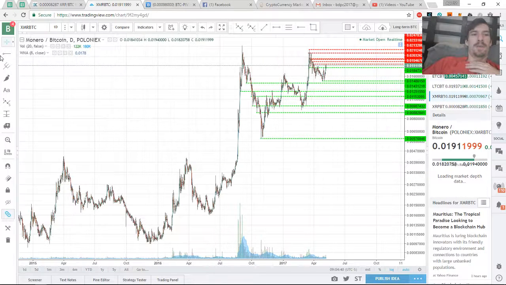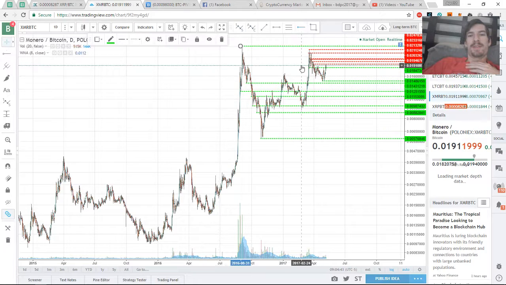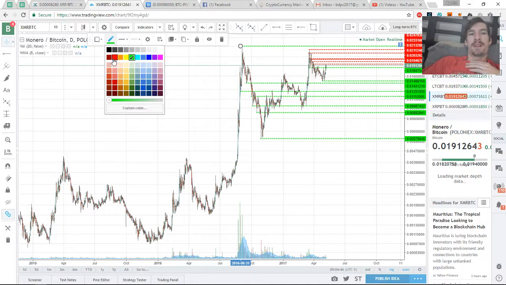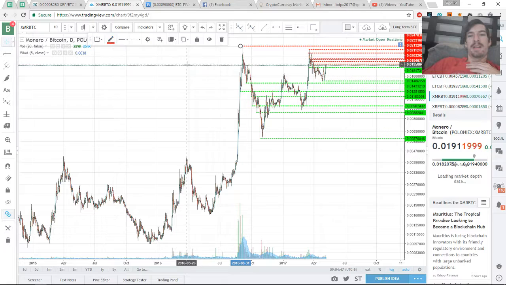And you'll see here we've got one final point of resistance there. So once Monero breaks through these points, it's going to be to the moon.